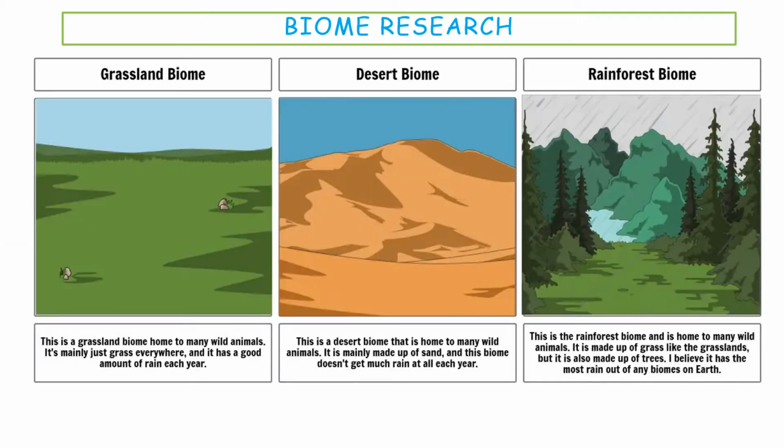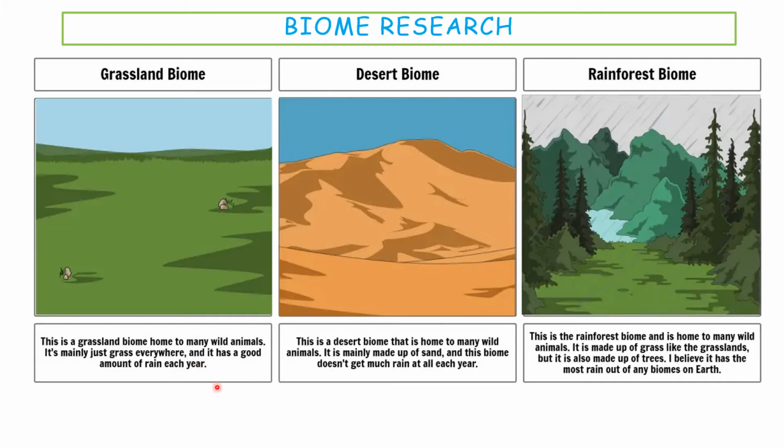So you need to be able to talk about the different biomes. You need to be able to talk through what the different properties of the biomes are. So we're going to briefly do it now, but I won't be able to go into much detail because of the time. So if we start off with grasslands, grasslands are grassy biomes, home to often many wild animals.